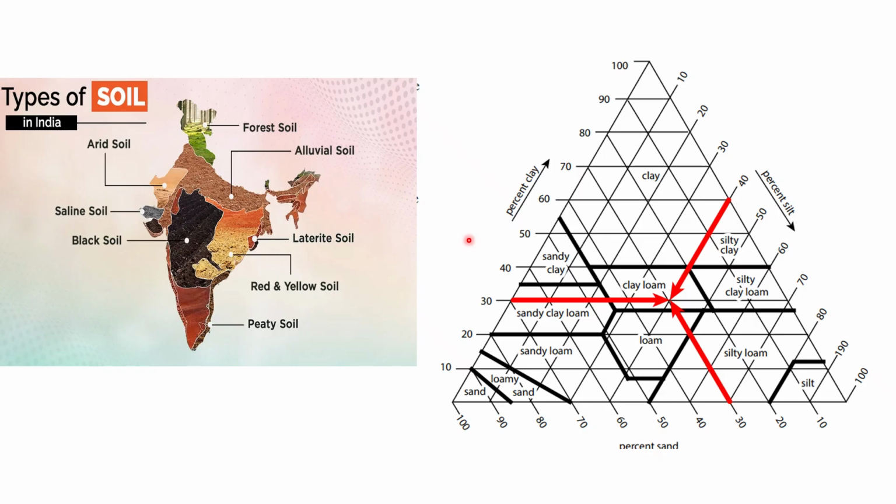Next, as you can see, India has a great variety of soils. This map shows the different major soil types: alluvial soils, black, red, and yellow soils, laterite soils, arid soils, saline soils, and forest soils. Next we see the soil texture triangle, which helps us classify soils based on the proportion of sand, silt, and clay. Sandy soils drain the water very quickly. Clay soils hold the water for a long time. Loam soils are ideal for agriculture. This triangle helps us identify exactly which soil type we have.